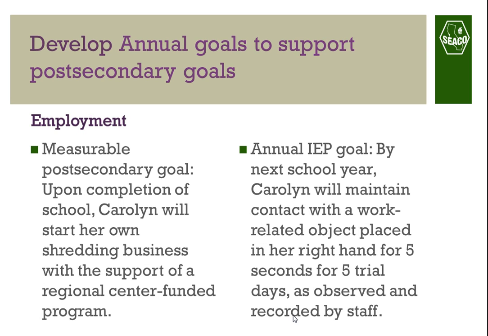An example of a post-secondary goal in employment for Carolyn would be that upon completion of school, Carolyn would start her own shredding business with the support of a regional center funded program. An annual goal that would support that post-secondary goal would be that by next school year, Carolyn will maintain contact with a work-related object placed in her right hand for 5 seconds for 5 trial days as observed and recorded by staff.